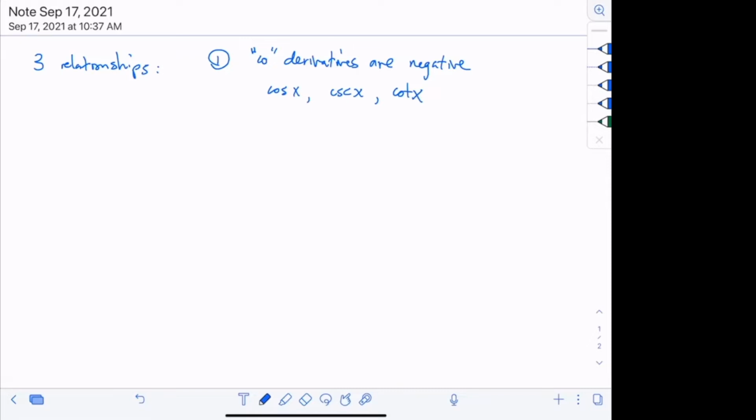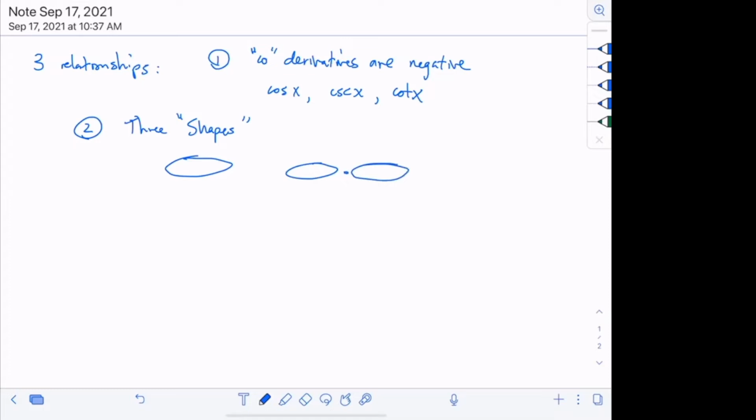The second idea that I use is that there are 3 shapes. I'm kind of a visual person, so I think of things in terms of shapes. One type of shape is just a single trig function. The second type of shape is the product of 2 trig functions. And the third type of shape is some trig function squared. So those are the 3 different shapes that we have.